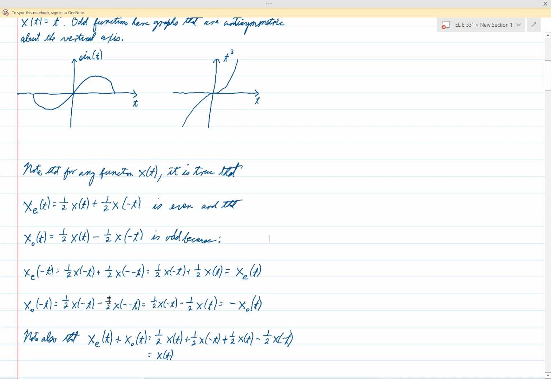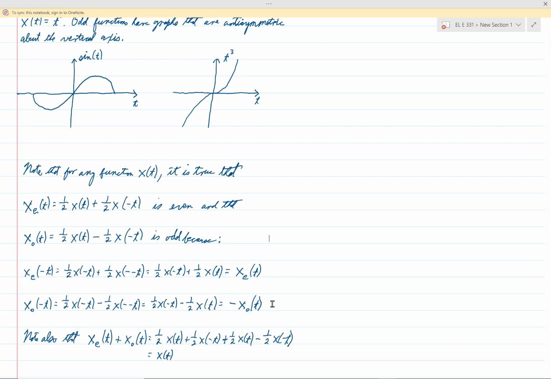And we can prove that as well, because if we take xo of negative t, stick in negative t everywhere here for t, we would have 1/2 x of negative t minus 1/2 x of the negative of t, and so that would be 1/2 x of negative t minus 1/2 x of t, which is exactly the negative of this xo of t. So we've just proven then that xo of negative t is negative xo of t, which is the defining characteristic of an odd function.